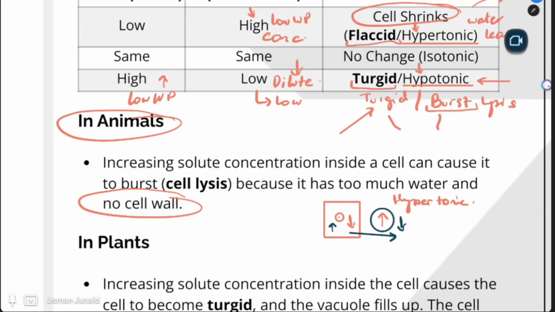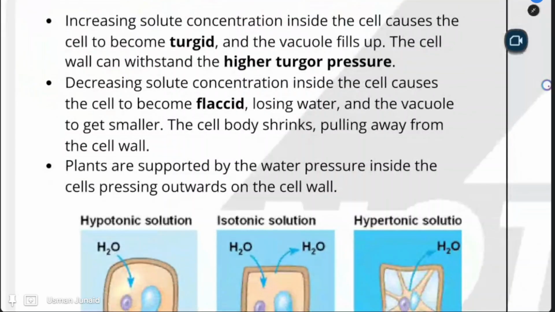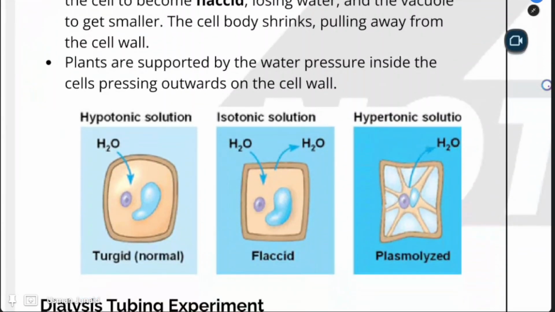However, plant cells have a cell wall. Animal cells do not have a cell wall, so they don't have that extra protection. What happens is when they're filled up, they explode, they burst, they cause lysis, cell lysis, which is called the bursting of a cell. So this is the cell becoming flaccid, this is the cell becoming turgid, this is the cell becoming plasmolysed in a plant cell having lost water in a highly hypertonic solution.